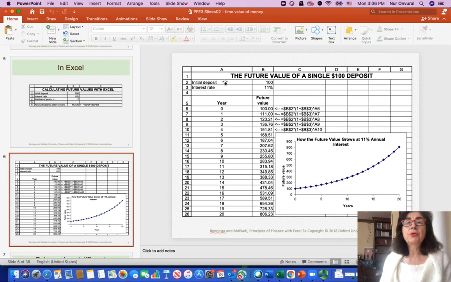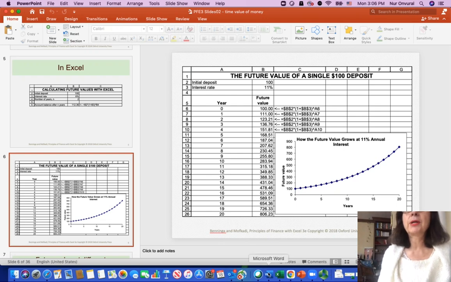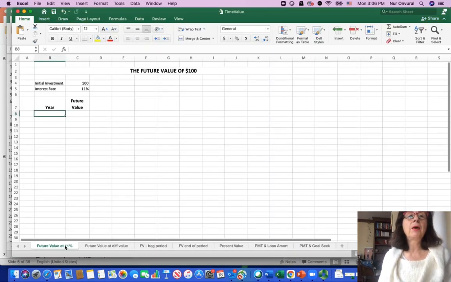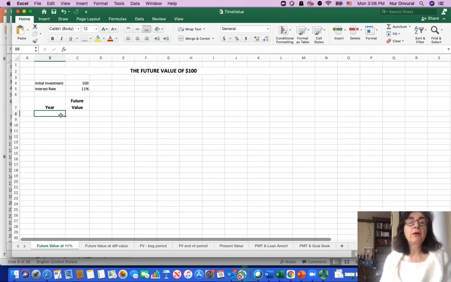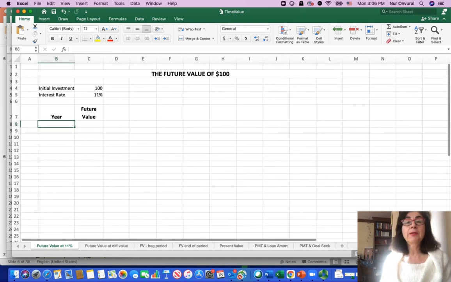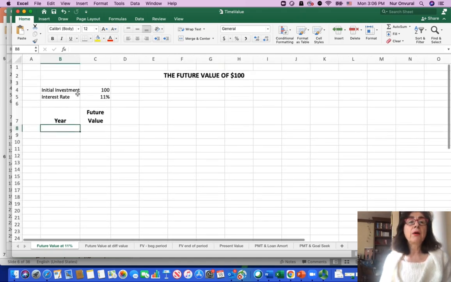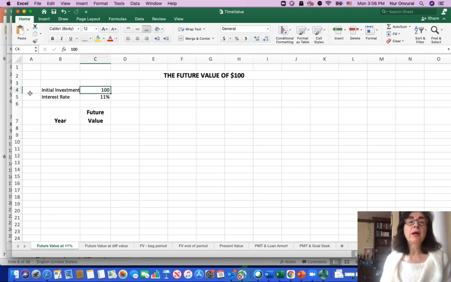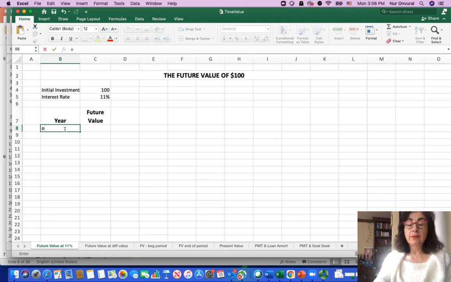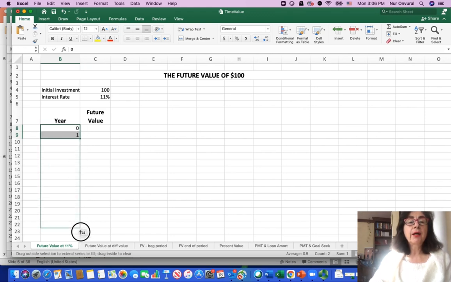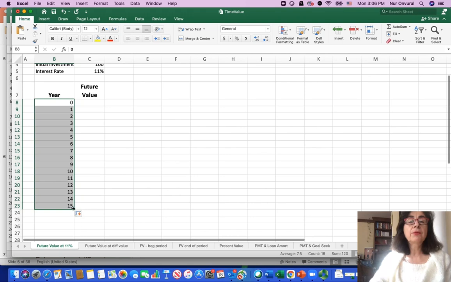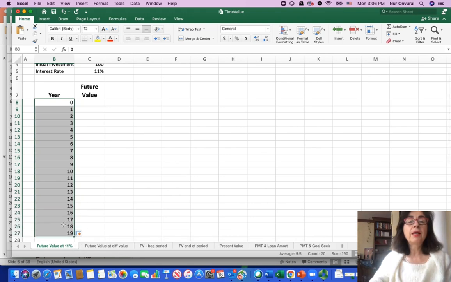So let's switch to an Excel spreadsheet and see how we do that. As you can see, I have this. Let me make this a little larger so you can see better. I have the initial investment of $100 and an interest rate of 11%. I'm going to start with year 0 and then year 1, highlight those two, and copy that all the way down to 20 years.